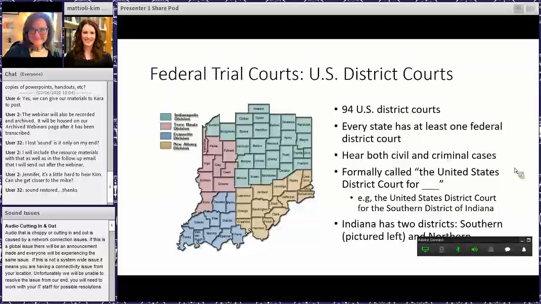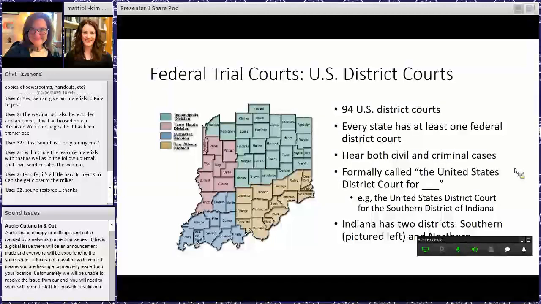There are 94 total U.S. district courts. Every state has at least one, and some states have up to 4. It really just depends on the caseload and seems to generally go with how populous a state is. Like New York and California have 4, a state like Alaska has 1. In Indiana, there are 2 different federal district courts. Their formal names are the United States District Court for the Northern District of Indiana, and the United States District Court for the Southern District of Indiana.